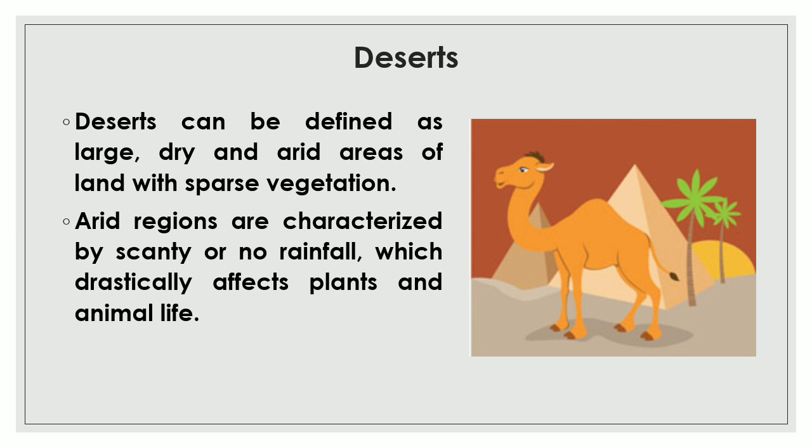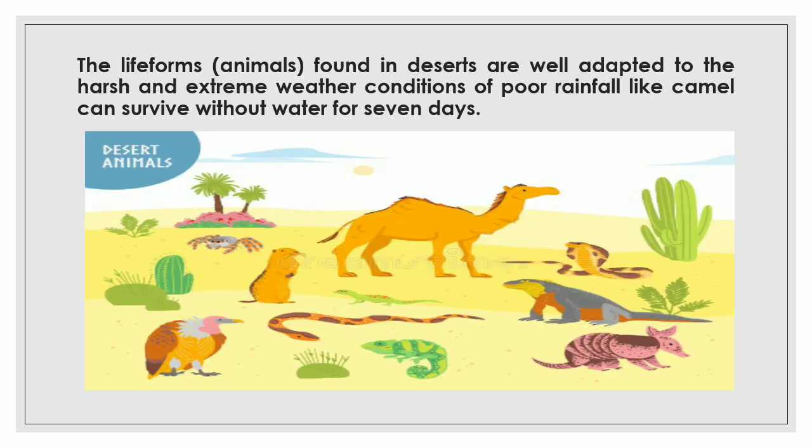So deserts are basically very large, dry, arid areas with very little vegetation and very little rainfall. Arid regions are characterized by scanty or no rainfall. So arid means where there is no rainfall or very little rainfall, which affects the plant and animal life of that particular area. So let's know what adaptations we find there.